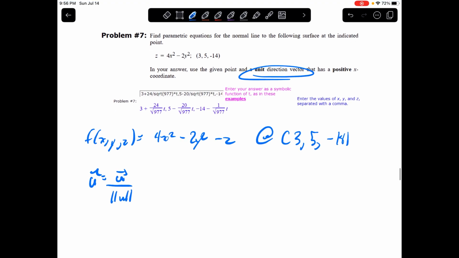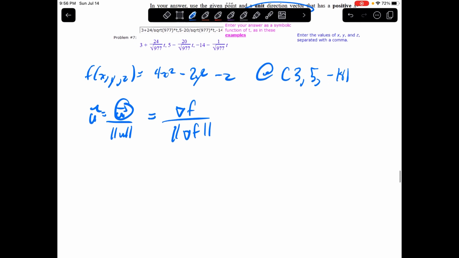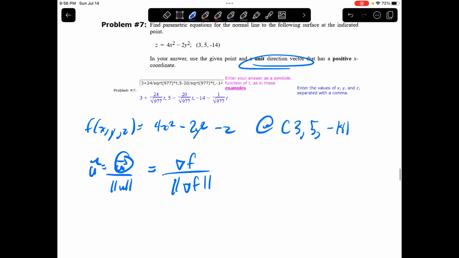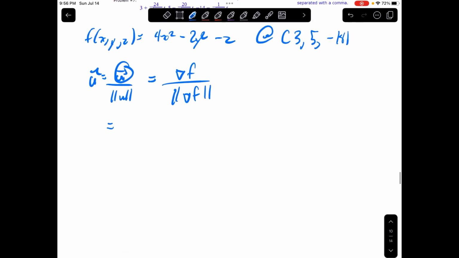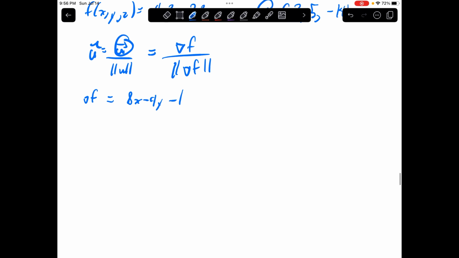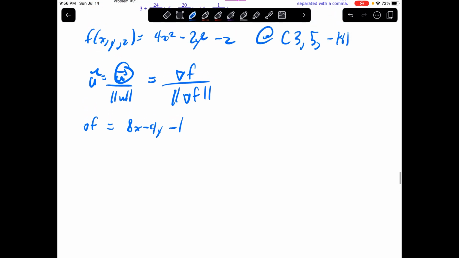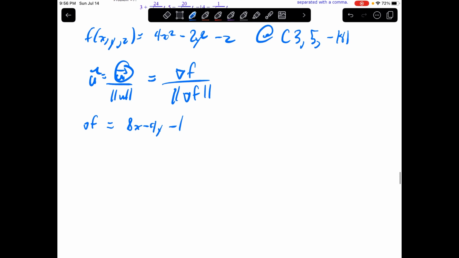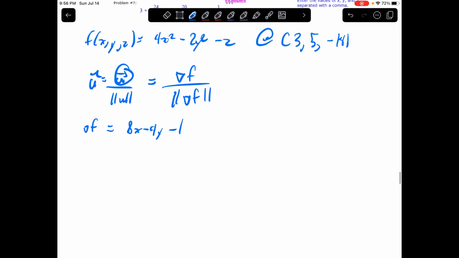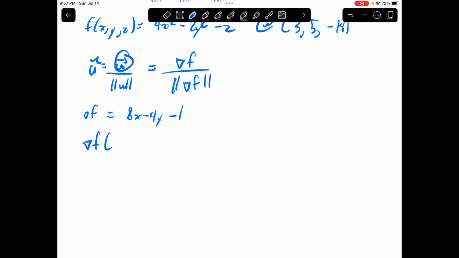So in order to find u, this would be the gradient over the norm of the gradient. Yeah, that's a lot better. So we have to find the gradient, which means that our gradient f equals 8x minus 4y minus 1. And our normal will be our gradient evaluated at the point given.